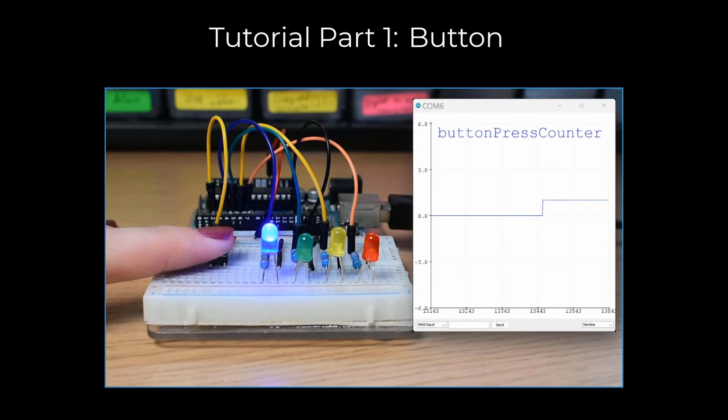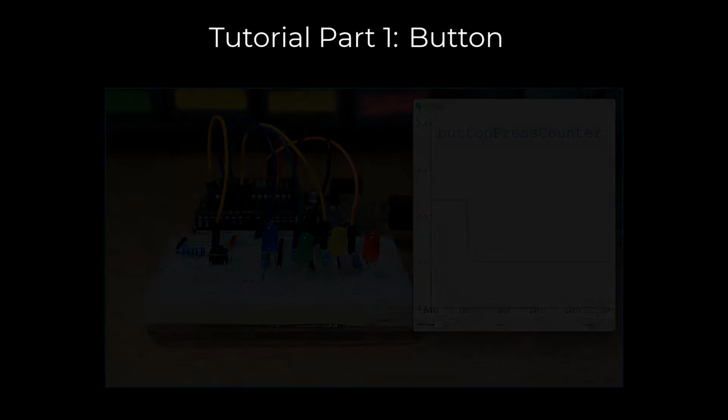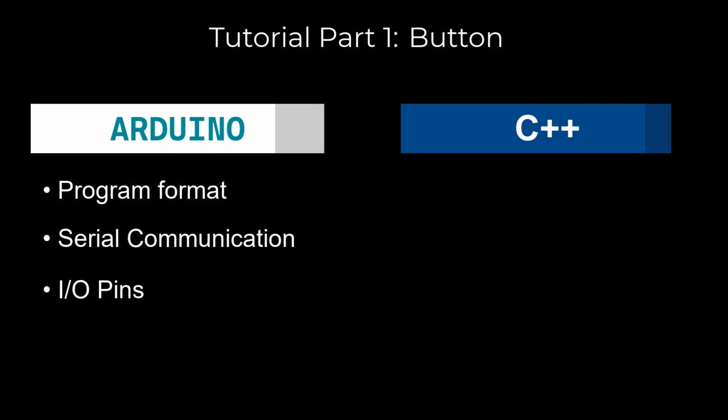In this video, we're going to walk through a practical example, connecting a button to the Arduino and reading from it. To do that, we're going to need to understand a few things about the Arduino and a few things about C++ code. We'll walk through these concepts first and then get back to the example.